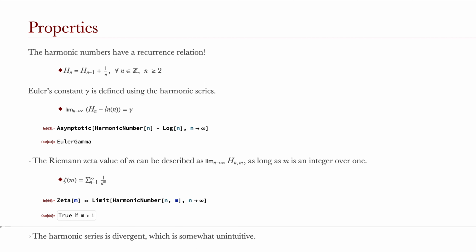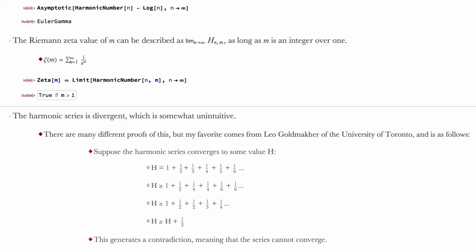Moving on, the harmonic series is actually divergent, which is somewhat unintuitive to some people. There are many proofs of this, but my favorite comes from Leo Goldmacher of the University of Toronto, and is as follows. Suppose the harmonic series does converge to some value h. In that case, h would be equal to 1 plus 1/2 plus 1/3 plus 1/4 plus 1/5 plus 1/6, and so on and so forth.